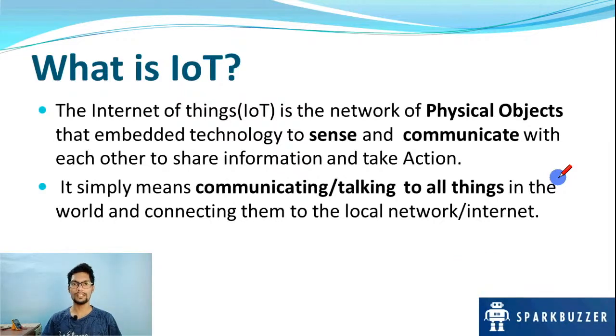So let's start with the definition of IoT. What is IoT? Internet of Things. Any object connected to the network with some electronic components and programming. For example, lights, fan, air conditioner, any home appliances can be controlled with IoT. For example, a smart dustbin, and so many things can be controlled with IoT. It simply means communicating to the physical device and connecting it to the network.